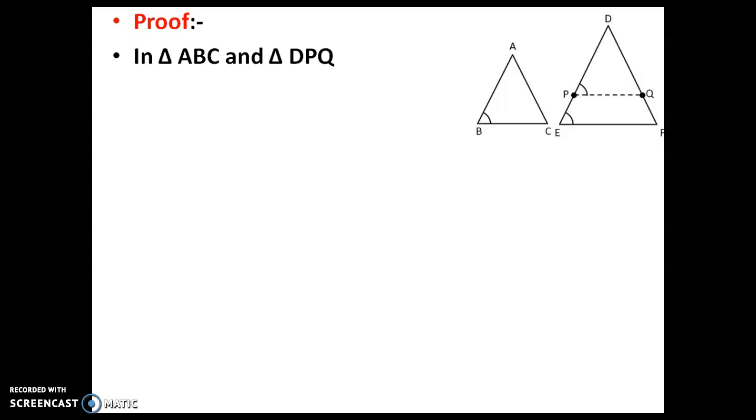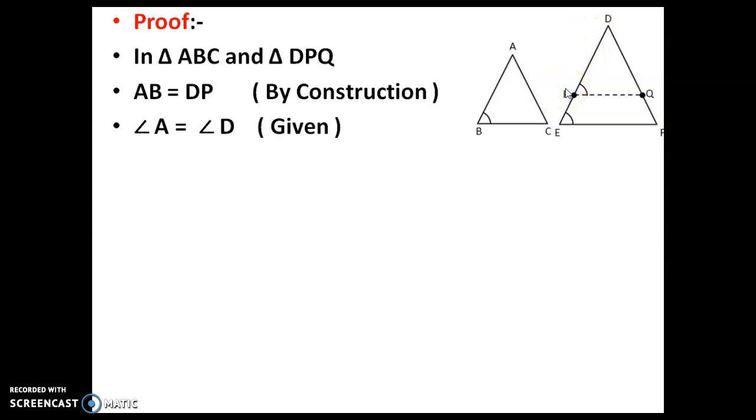Next slide. So proof. In triangle ABC and triangle DPQ, AB is equal to DP by construction, just now we constructed, no? Then angle A is equal to angle D, this is given. Then AC is equal to DQ. AC means this side and DQ means this side. So this side is equal, this side is equal, and this angle is equal. So side, angle, side.